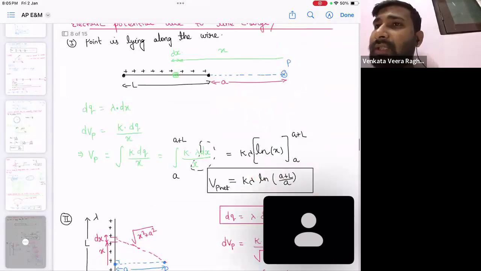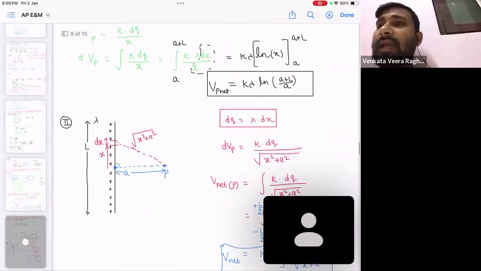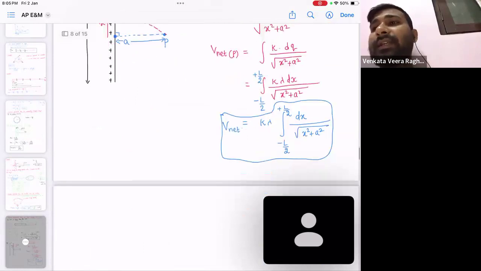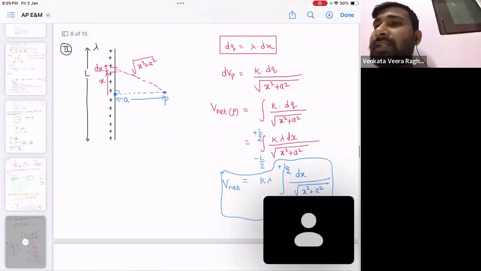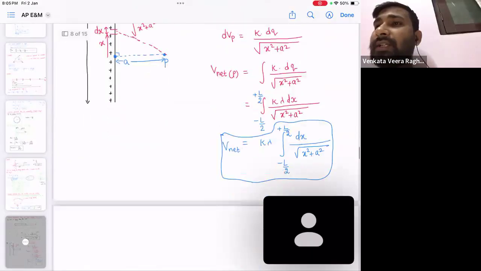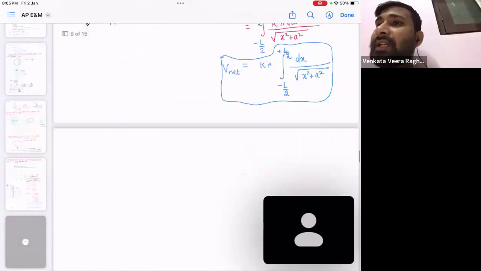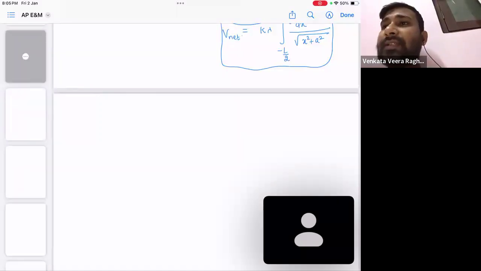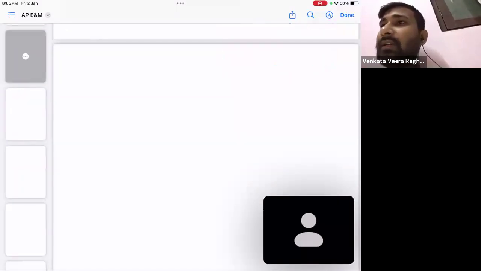One was along the wire, where we got a very simple relation. And perpendicular to the wire, a little bit of integration was needed. Perpendicular to the wire due to the finite wire, very few questions you will get. Mostly the question will come because of the infinite wire. So let's calculate what is the electric potential due to an infinite wire.